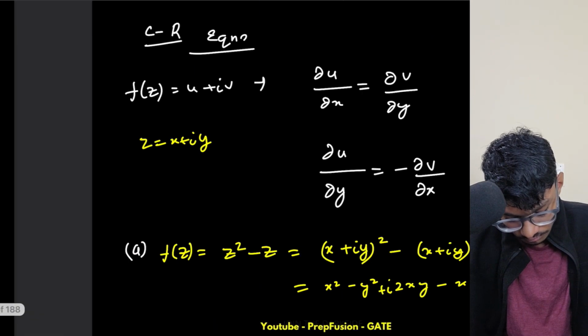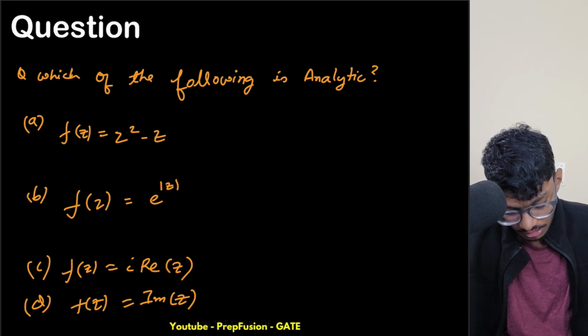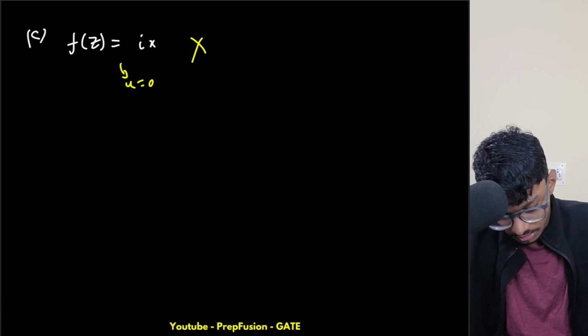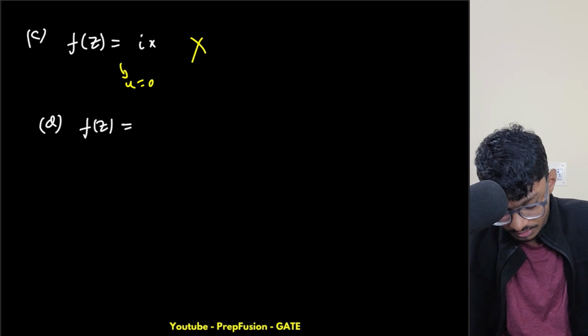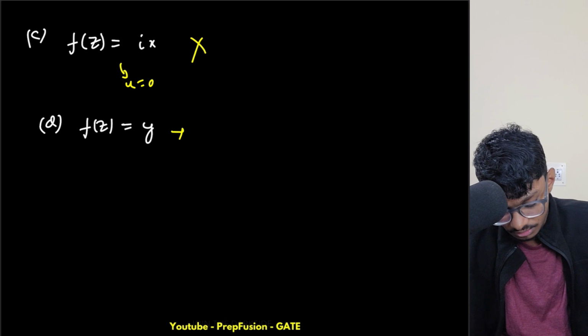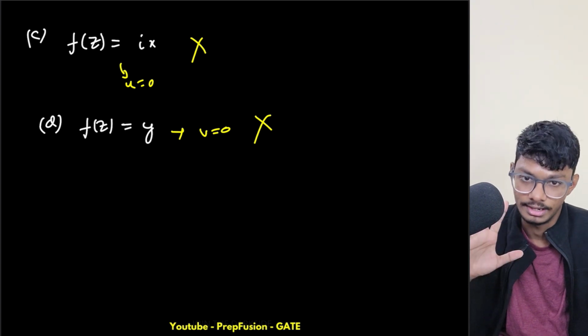Again, let's do this last one. It will also be the same, because it is the imaginary part of z. The imaginary part of z is y. So f of z will be the imaginary part of z, which is y only. Again, what you see is your v is 0. So again this also won't be an analytic function.